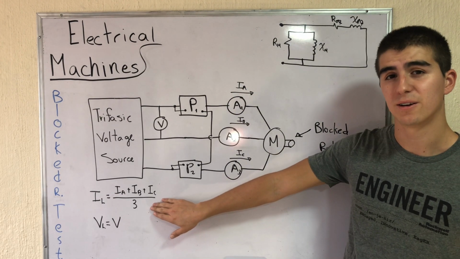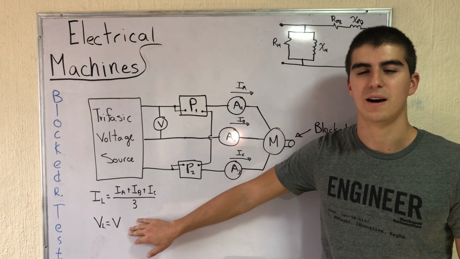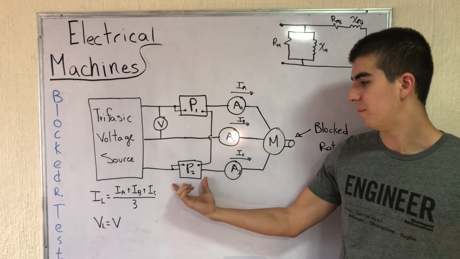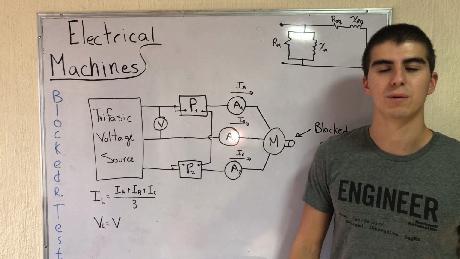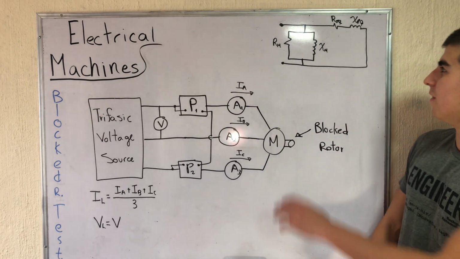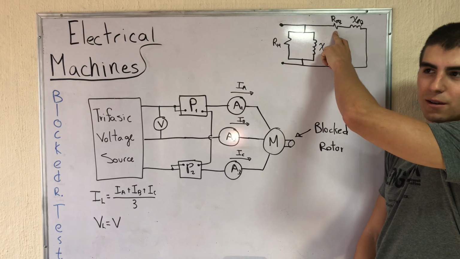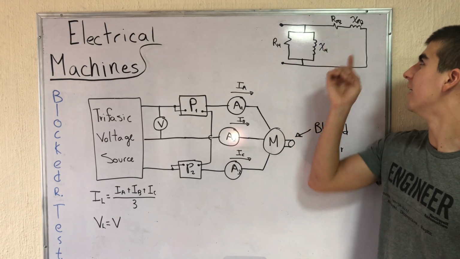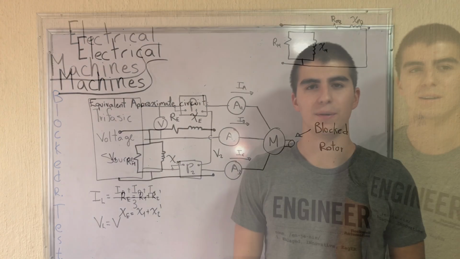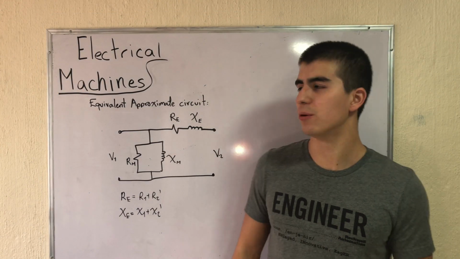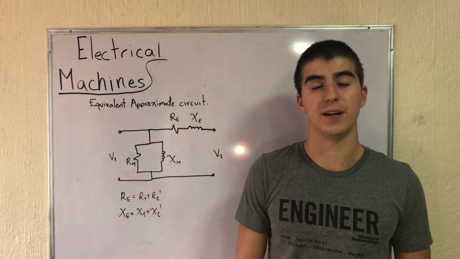where again we would need to find the line current, the line voltage, and also the line power. With these measures, we would be able to calculate the equivalent resistance of the rotor and the stator and the equivalent inductance of the rotor and the stator. After performing these two tests, you will be able to find the equivalent approximate model of an engine.